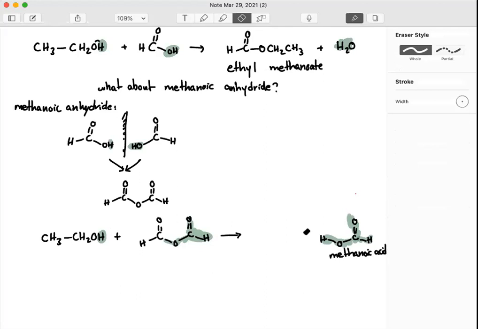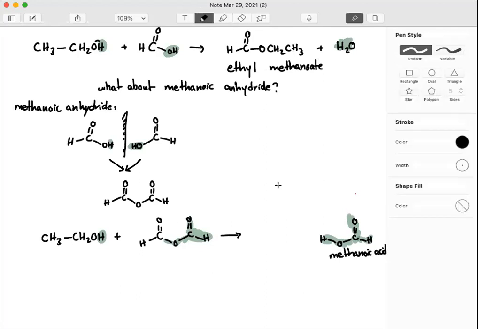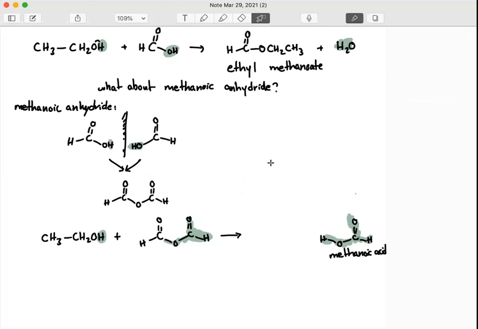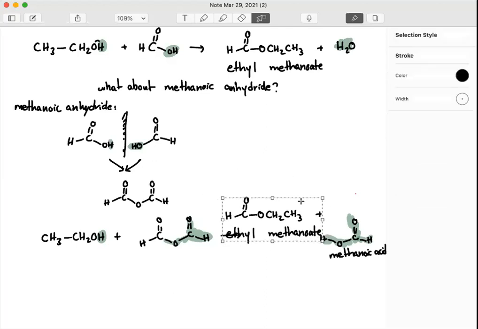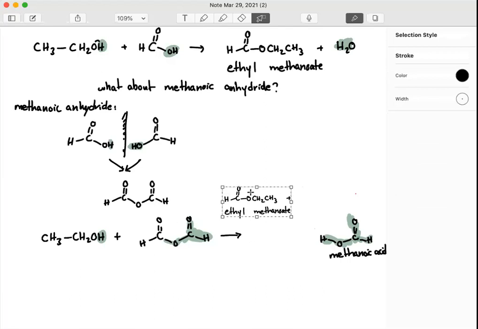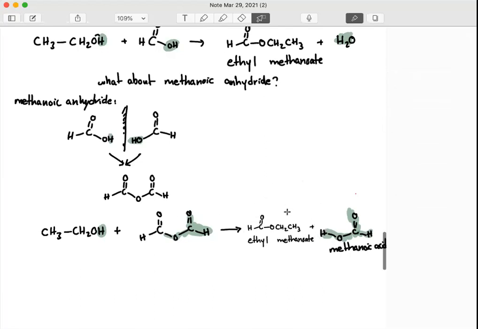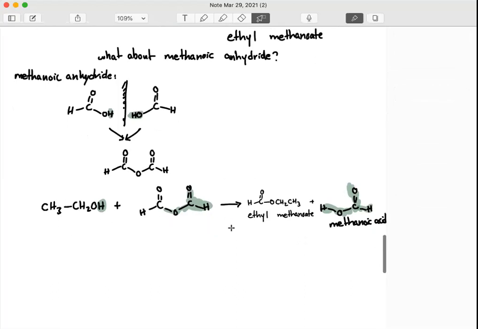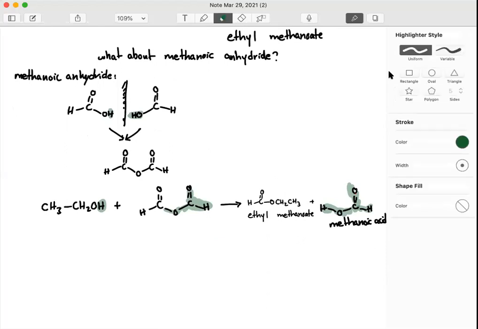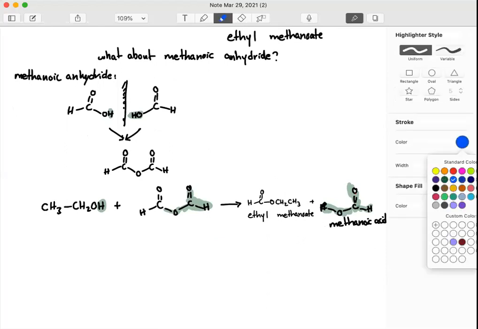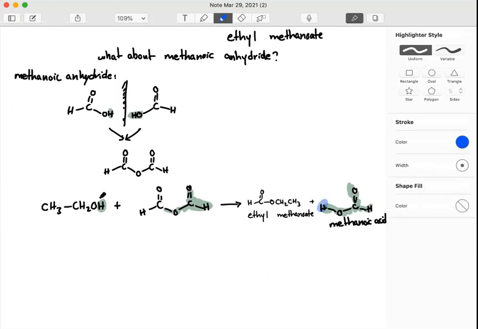Does anyone not understand? Doctor, can you say this question again? I have a quick question. How did the H connected to the O in the methanoic acid come from the ethanol? This H? Yes, exactly, yes. We can do it in another color so it's clearer. So this H here, it came from here. Yes.